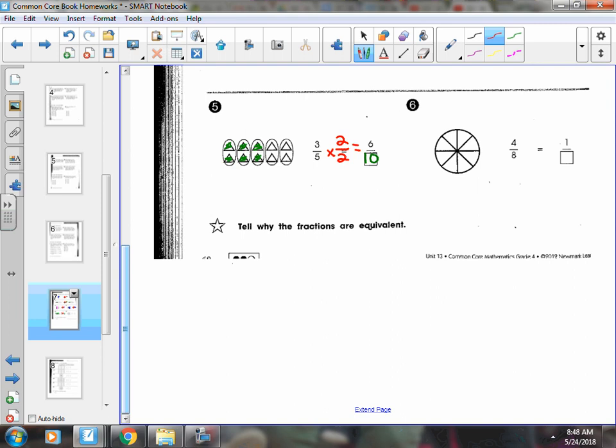Okay, and the last one. 4/8 equals, let's see, if I shade in 4 out of 8, I can see that that's 1/2 of the picture. I'm really glad they threw this one in, because you can also divide the numerator and denominator by the same thing. 8 divided by 4 equals 2. And if you divide the bottom by 4, you got to divide the top by 4. 4 divided by 4 is 1. Okay? All right, let's look at the next page, page 72.